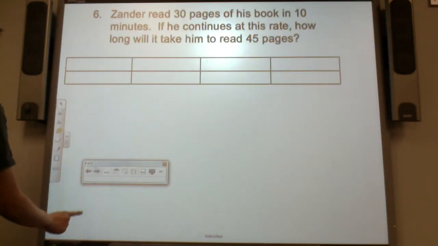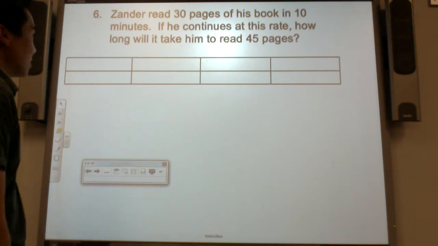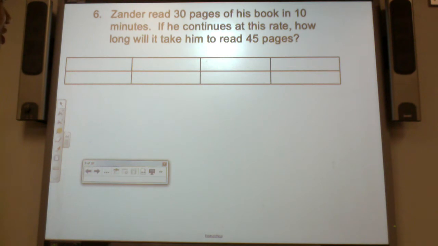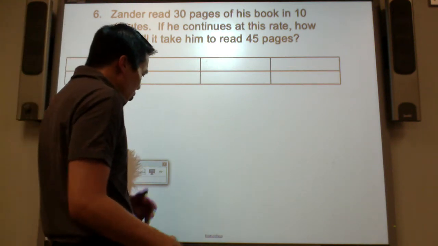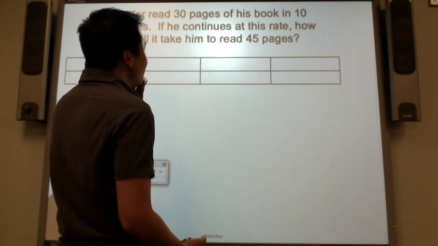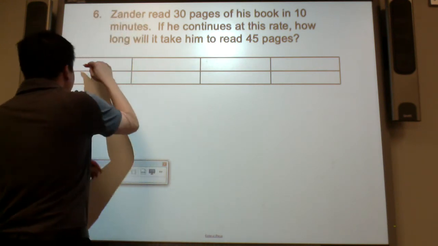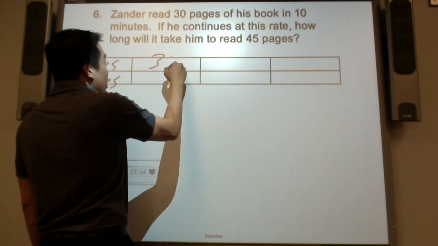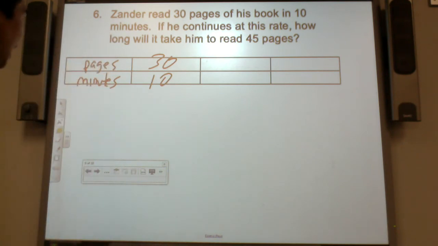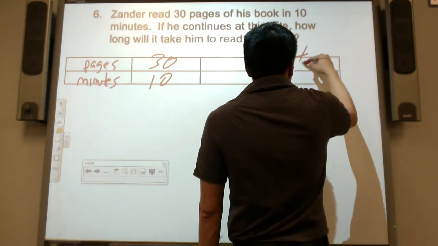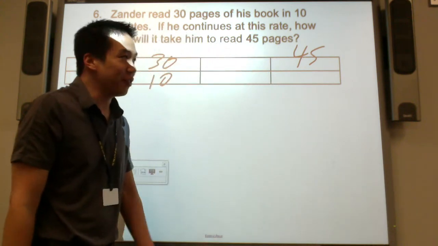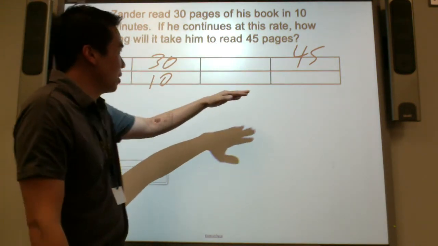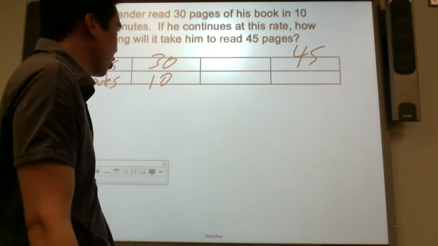And the last question. Xander read 30 pages of his book in 10 minutes. That's a lot of pages. If he continues at this rate, how long will it take him to read 45 pages? So what is this about? The rates, let's see, the units are about pages and minutes. So let's label it pages and minutes. He can read 30 pages in 10 minutes. How long will it take him to read 45 pages? Label it right here. Make sure you put the 45 in the correct box. If you have put it below, you're saying it's taking 45 minutes. He's not that slow of a reader.